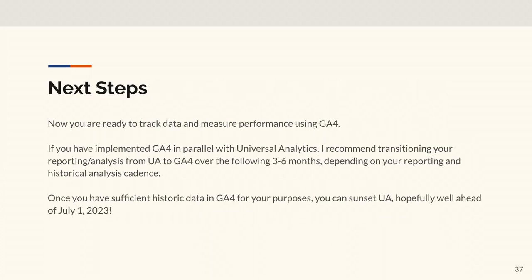So, next steps. Once you're done, you're ready to track data in GA4. If you've implemented GA4 in parallel with Universal Analytics, I recommend thinking 3 to 6 months of letting the GA4 run before you start using that primarily as your analysis tool. But it depends on what your review cycle is. And once you've got that sufficient historical data in GA4, you can sunset Universal Analytics, hopefully before July 1, 2023.